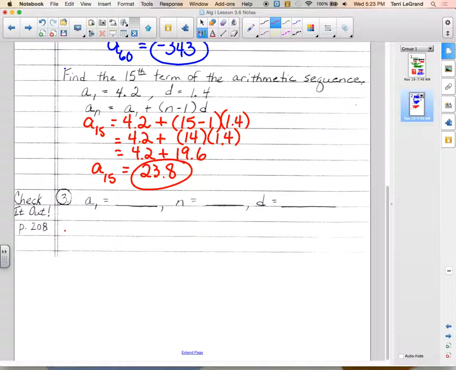Okay, now we're going to be on the check it out problem. So you probably already did this in your SQ3R. Let's see how you did on it. Let's practice it together. So page 208, number 3, it's pretty close to the bottom of the page. Each time a truck stops, it drops off 250 pounds of cargo. After stop 1, its cargo weighed 2,000 pounds. How much does the load weigh after stop 6?